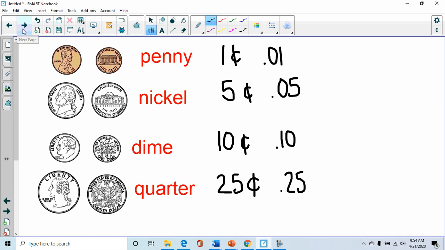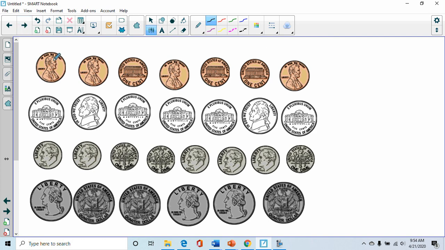Now let's take a look at counting a group of those coins. Now, if we're counting pennies, we're counting by ones. 1 cent, 2 cents, 3, 4, 5, 6, 7 cents. Let's write it with a decimal point, a 0, and a 7. So that was valued as 7 cents.